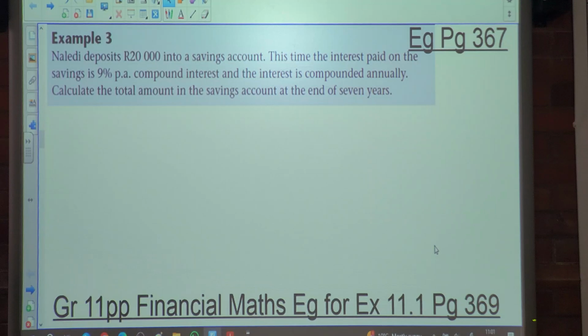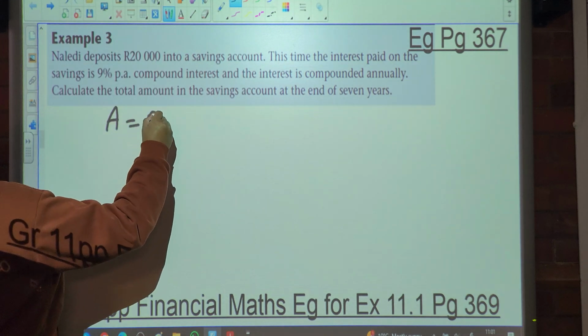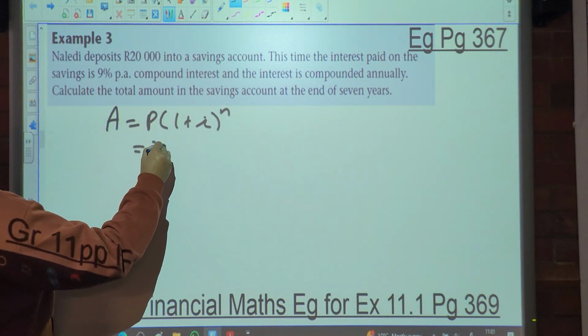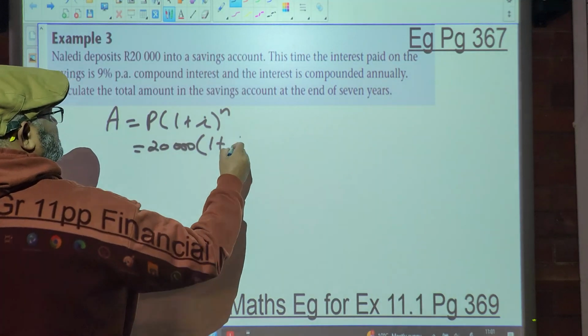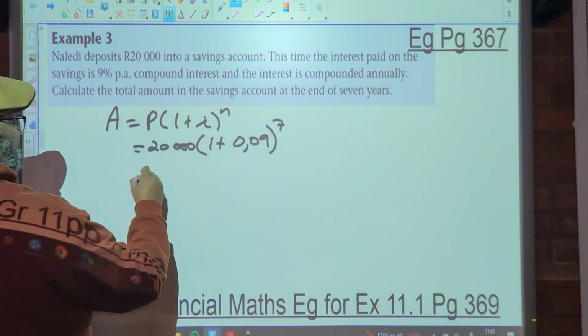Naledi deposits 20,000 rand into the savings account. The interest paid on the savings is 9% compound interest, and the interest is compounded annually. Calculate the total amount in the savings account at the end of 7 years. People, the compound formula: A is equal to P into (1 plus i) to the exponent n. So you have 20,000 rand into (1 plus 0.09) to the exponent 7.